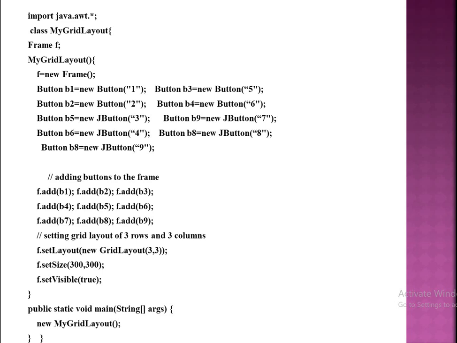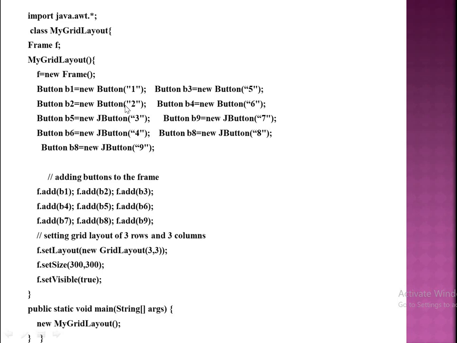Then we are creating the grid of 3 by 3, that means 3 rows and 3 columns. Here new GridLayout(3, 3), that means 3 rows and 3 columns. So a total of 9 components are placed in the 3 by 3 grid. So here we created 9 components, that is buttons. Button 1, new Button, button 2, button 3, button 4, button 5, button 6, button 7, button 8 and button 9. So these 9 components are created.